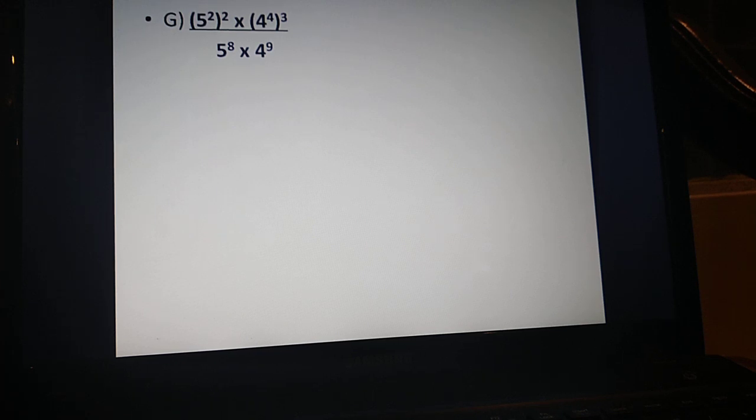Good. Now the numerator has changed. It's 5 to the power 4 times 4 to the power 12. The denominator is still the same. We didn't do anything to it. Now we need to do 5 and 5 divided by each other, so I subtract the indices. 5 to the power 4 minus 8 is 5 to the power minus 4, because 4 minus 8 is negative 4. Now for the fours, subtract the indices: 4 to the power 12 minus 9 is 4 to the power 3, and this is the final answer. You're done.